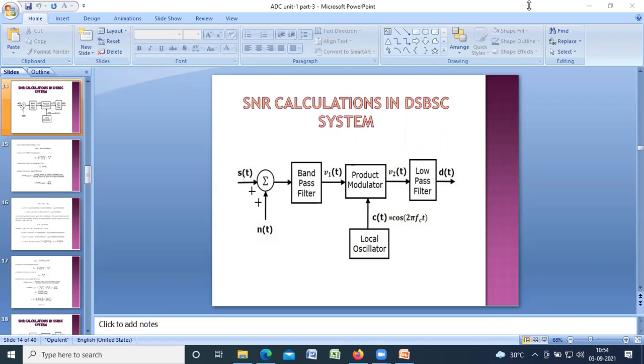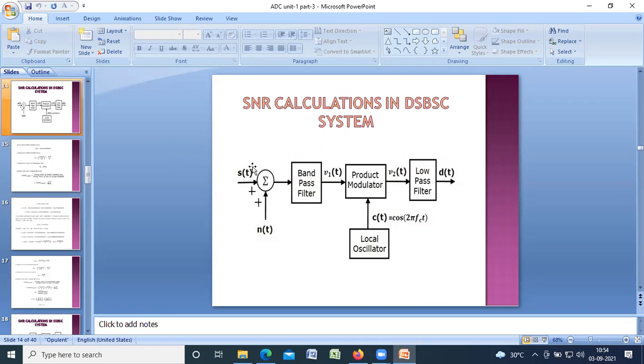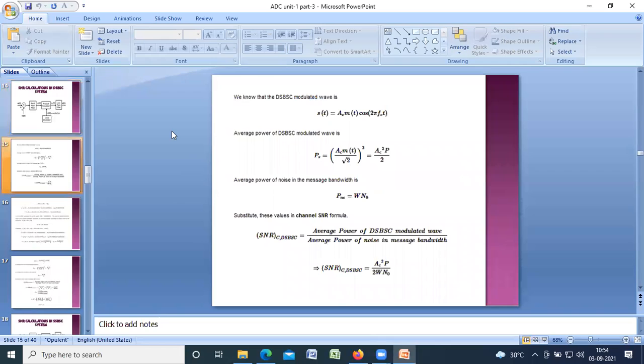Now how to calculate the signal to noise ratio? First is your double sideband suppressed carrier modulated wave, which I already told you comes here. And what is that? It is the product of the message signal and your carrier signal. So s of t is equal to Ac m of t cos 2 pi fct. Ac cos 2 pi fct is your carrier, m of t is your message signal.